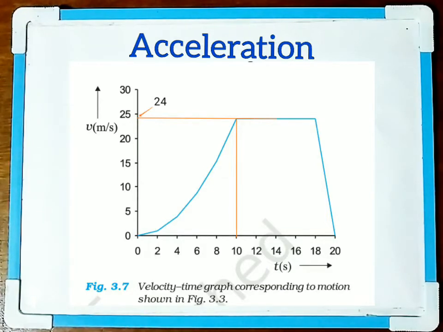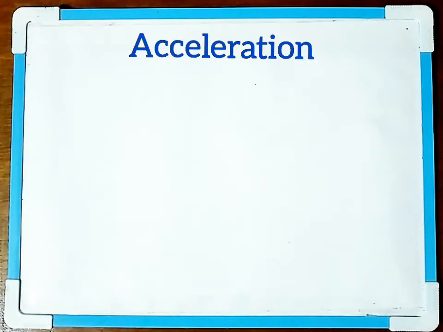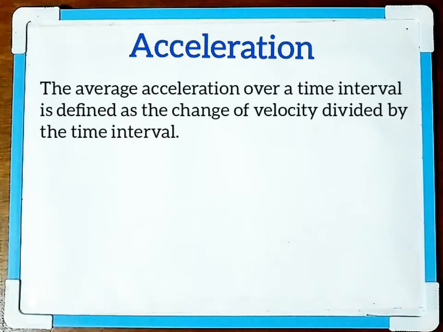So acceleration is the rate of change of velocity with time. In order to measure acceleration, we shall define another quantity called the average acceleration. Average acceleration over a time interval is defined as the change of velocity divided by the time interval.